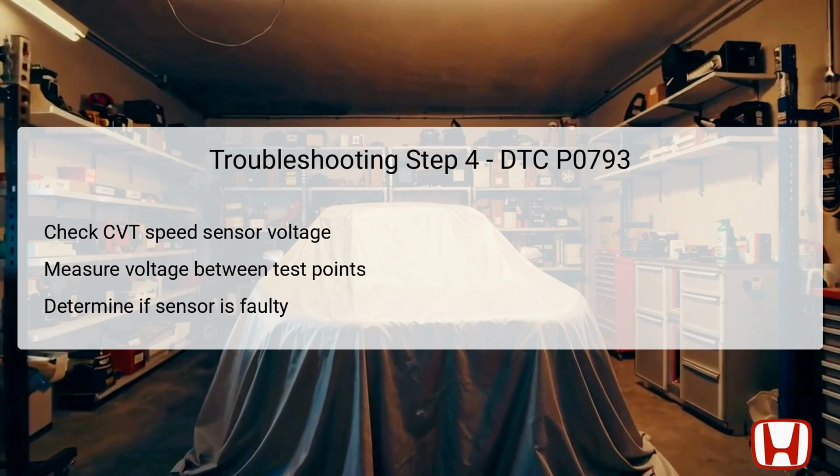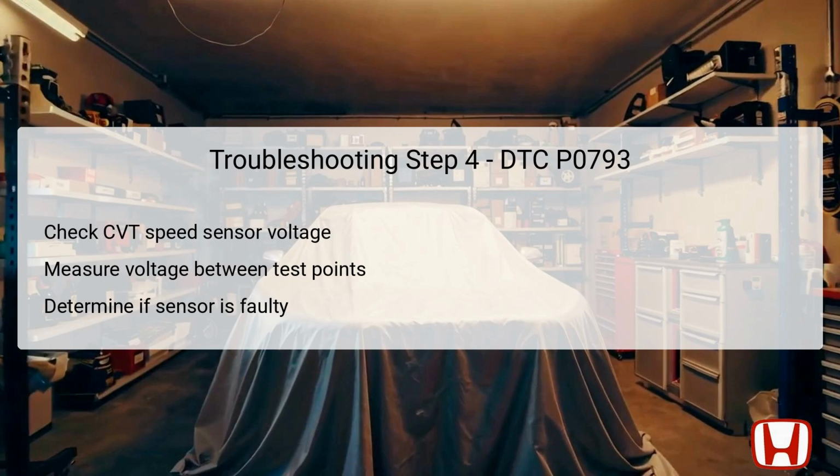Step 4 entails a detailed examination of the CVT drive pulley speed sensor itself. Ensure that the ignition switch is still in the on position and that the CVT drive pulley speed sensor 3P connector is disconnected. Proceed to measure the voltage between the test points for VCC1 and SG1. Specifically, from test point 1, sensor terminal number 2, GRN-WHT, to test point 2, sensor terminal number 3, yellow-red. Again, the anticipated voltage reading should be around 5 volts.